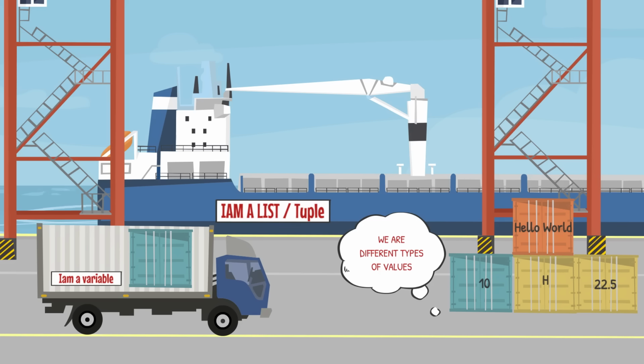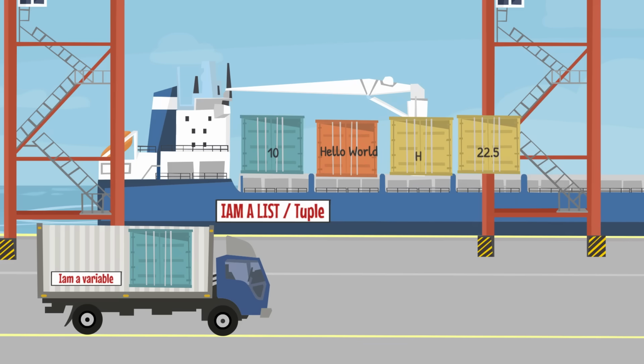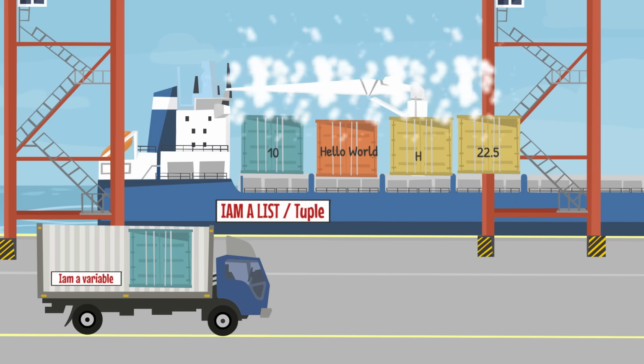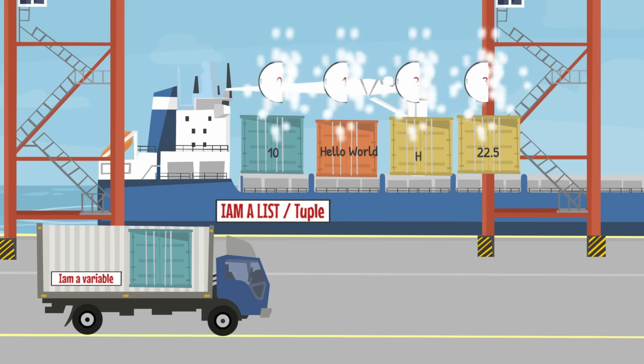We have the value 10, which is an integer. We have the values h and hello world, which are strings. Finally, we have the value 22.5, which is a float. And all these different types of values can be put within our list. Each of them would have an index or a numbered place. And indexes start with 0 and count up.